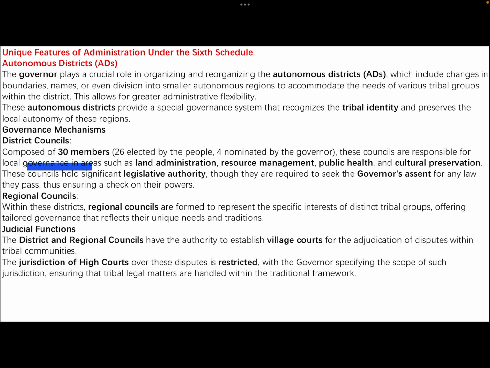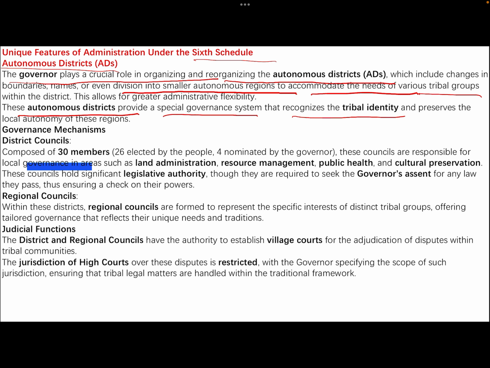So the unique feature of the administration under the sixth schedule, as I have already mentioned, is this. It's like a repetition again. The governor here also has a crucial role to play in tribal areas. He has a very significant role in the organizing and reorganization of autonomous districts, and he can change the boundaries, or even divide them into smaller autonomous regions to accommodate various tribal groups, etc. So the autonomous districts provide a special governance system, recognize the tribal identity, and also preserve the local autonomy of these regions, right?